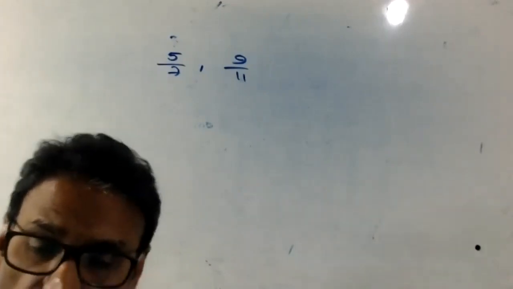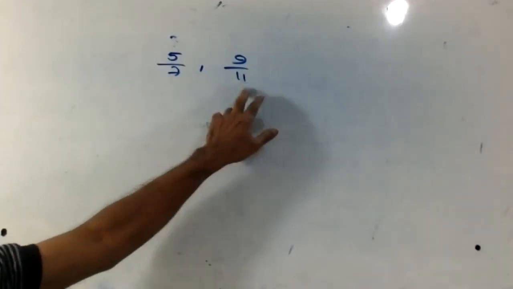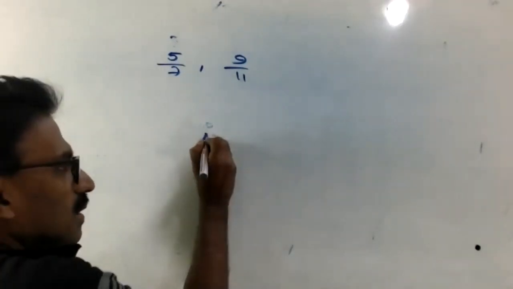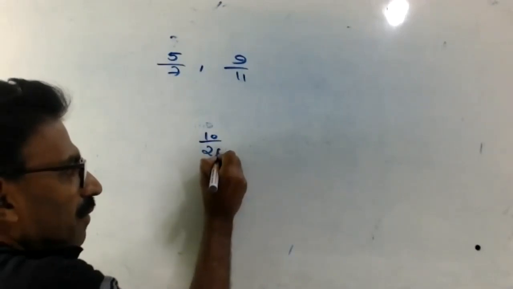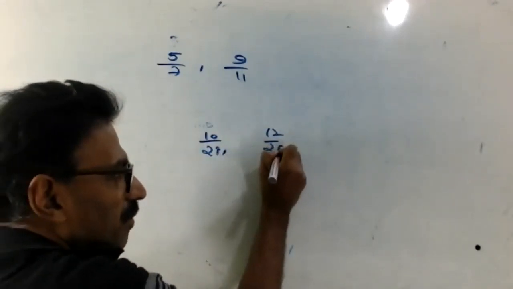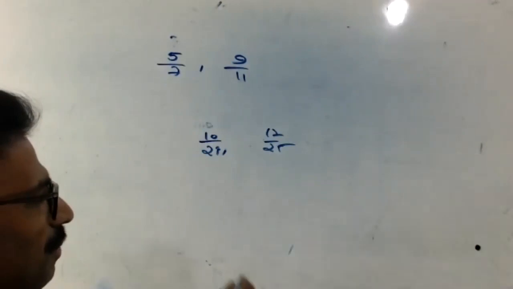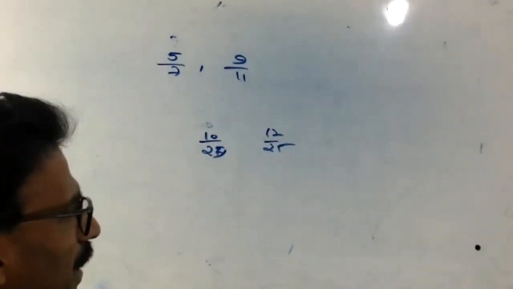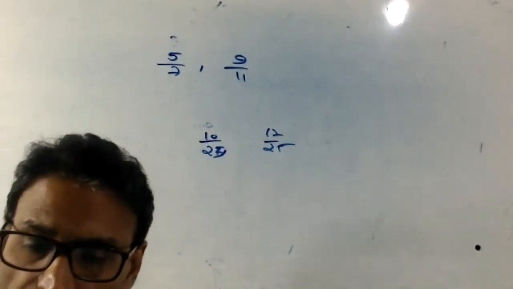Okay. First of all, if the denominator is the same, it's very easy, like 10 by 25 and 17 by 25. Very simple. 11 by 25, 10 by 25, 17 by 25, 11 by 25, 12 by 25. Like that, anybody can write.